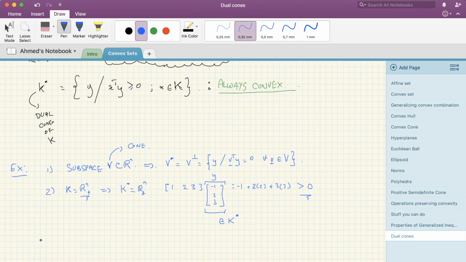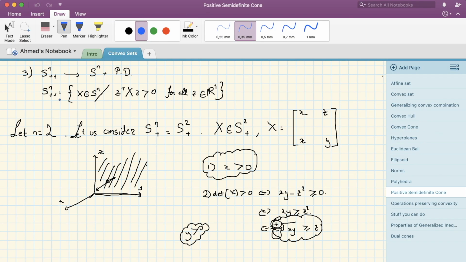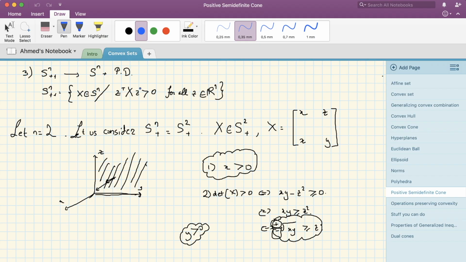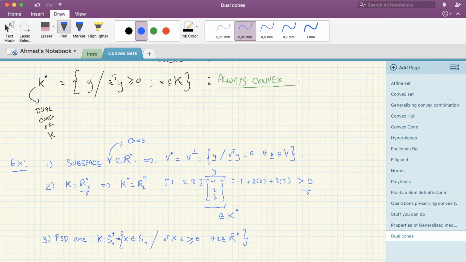Another example would be: what is the dual cone of the PSD cone? In case you forgot what that was, it is all symmetric matrices that are positive semi-definite. Okay, this is a cone and it's called a positive semi-definite cone. If this is with strict inequality, it's the positive definite cone, else it's the positive semi-definite cone. Now, the question is, what is the dual cone of the PSD cone? So, what is K star?